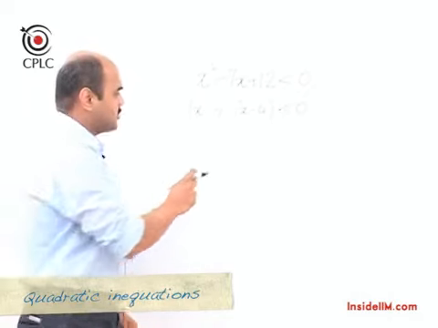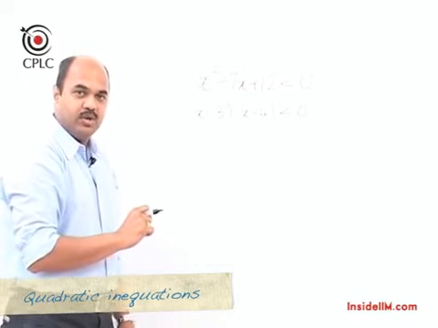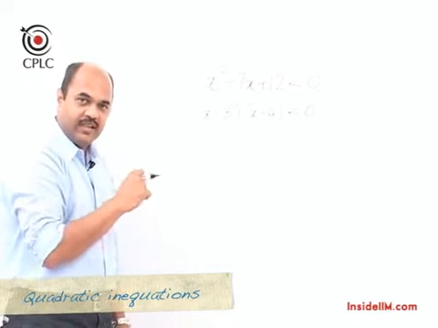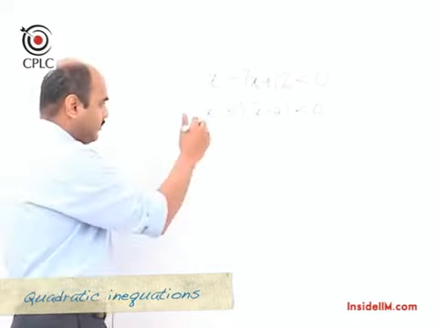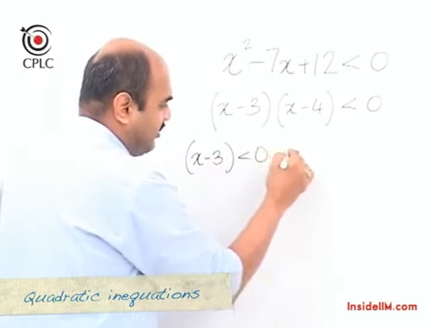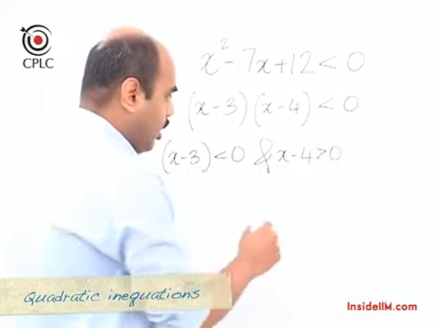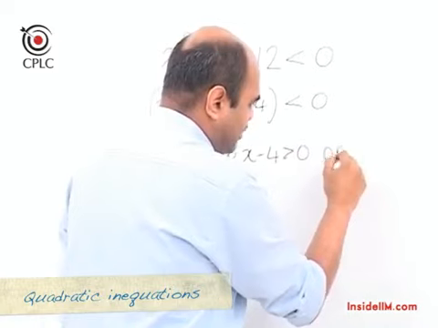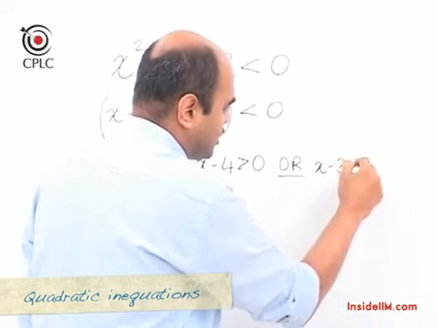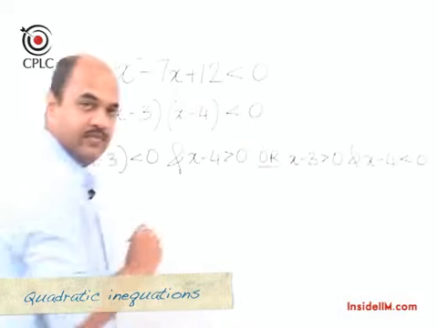What this means is the product of two terms is negative, and that happens only when one term is negative and the other is positive. So we can have a case where x minus 3 is negative and x minus 4 is positive, or we can have a case where x minus 3 is positive and x minus 4 is negative.